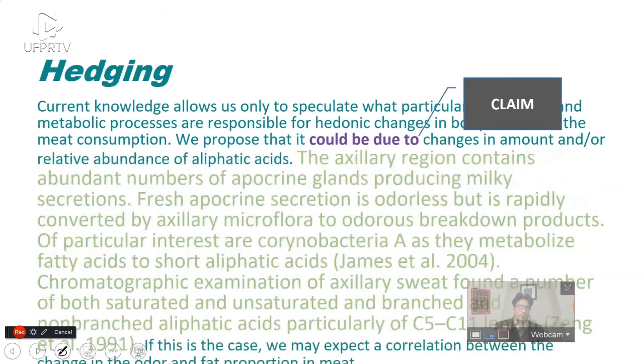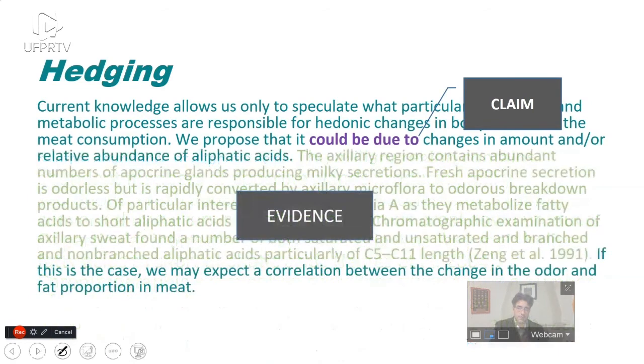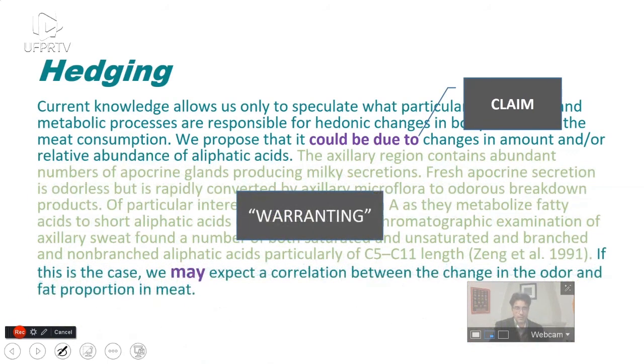This move of making a claim but hedging the claim and then warranting that claim in your discussion of the data should be an important part of your discussion. That's the evidence for the claim, or as I said, what's called warranting. And then they end that whole move with, "If this is the case, we may expect a correlation between the change in the odor and fat proportion of meat." And there you have another hedge.